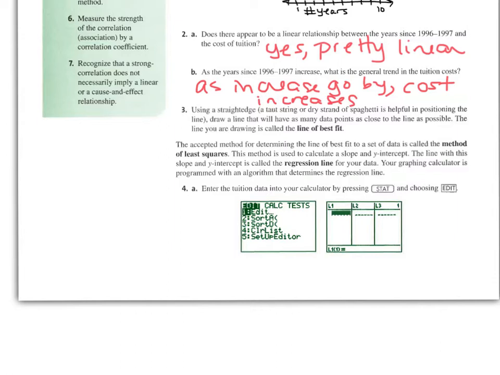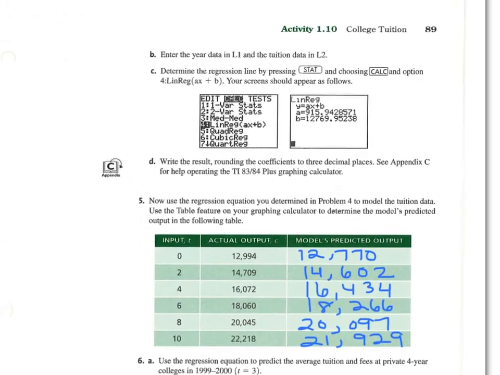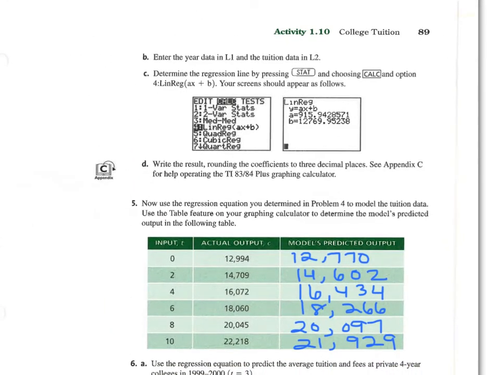Okay, so what they're showing us first is to go into stat and then edit, and we're going to put our values into our lists. So let me just circle. This is where you're going to put all your x values, and then this is where you're going to put all your y values. Okay, it's going to give us the next thing we want to do. Once I have my data in there, I'm going to do linear regression.